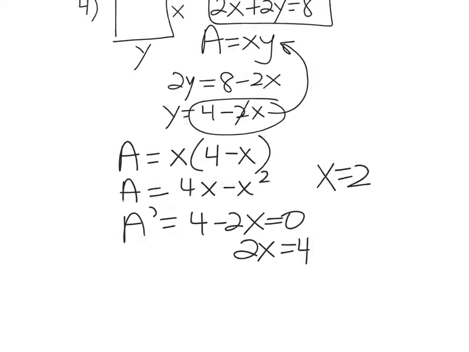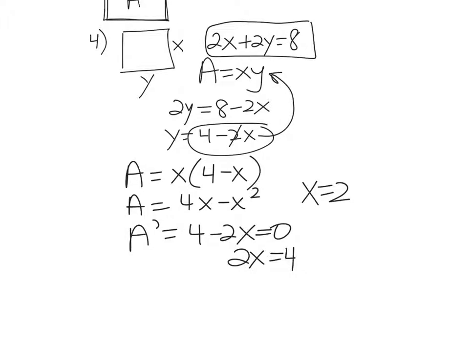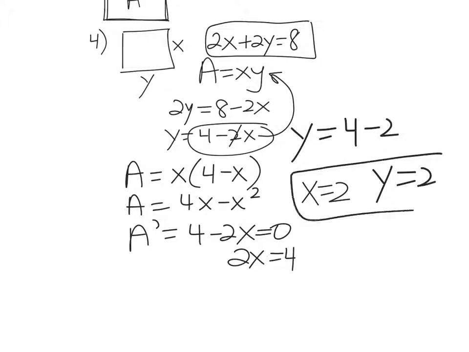When you go back up to where y is 4 minus x, y is also 2. And so I just showed that it is a square. It's a 2 by 2. Pretty good, huh? That was a fun one.